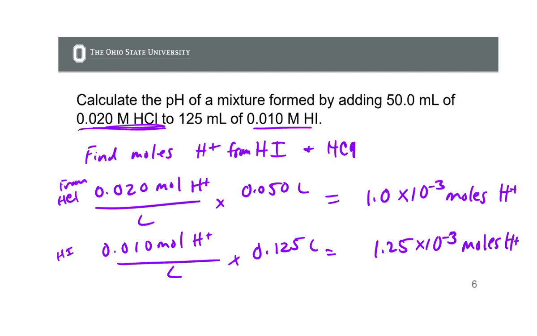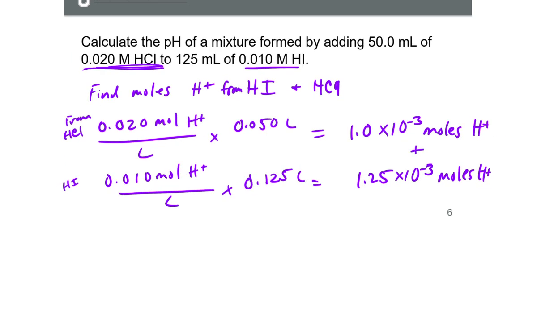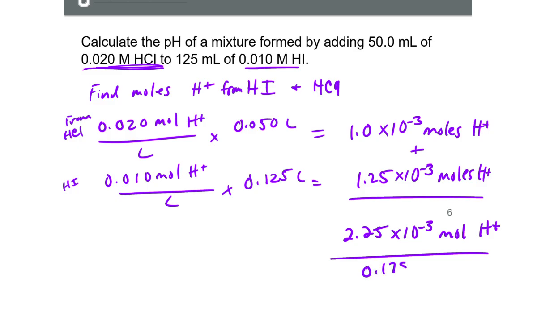And now we add them together to give us the total moles in solution when we combine these two acids. And we'll have 2.25 times 10 to the minus 3 moles of H+. What's our total volume? 175 milliliters, or 0.175 liters.